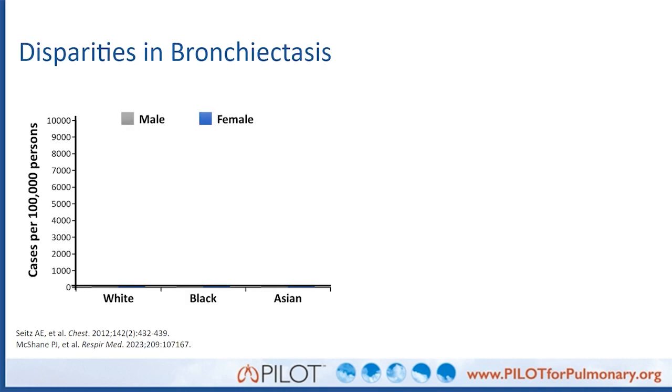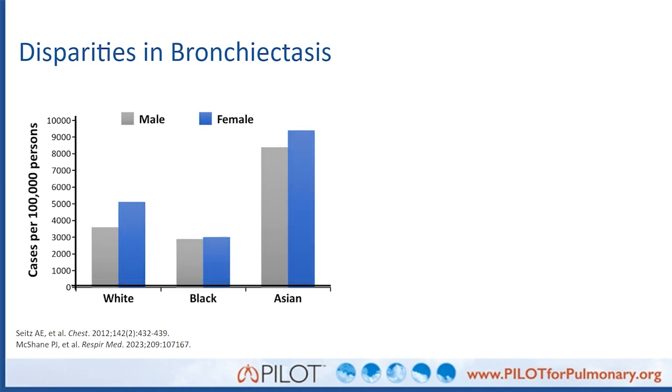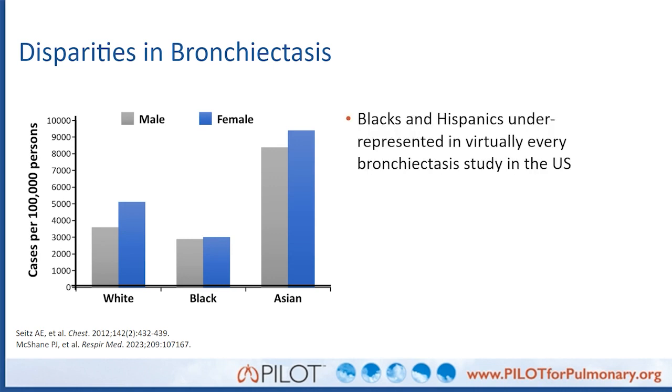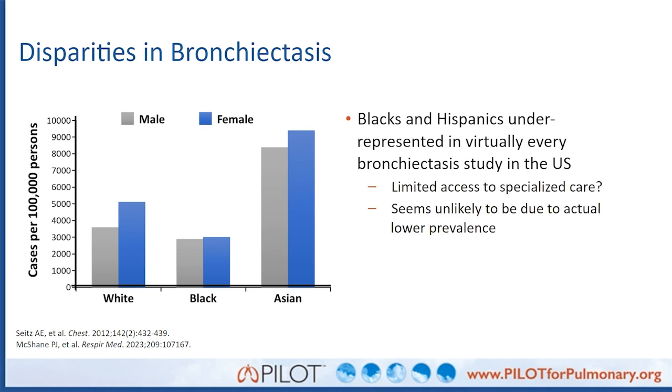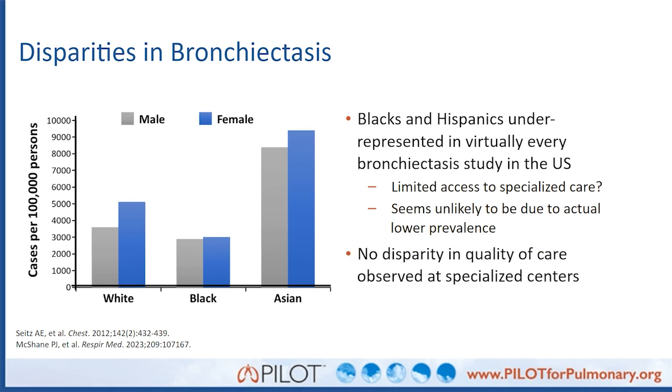We also know that there are disparities in bronchiectasis prevalence, which presumably represents a disparity in diagnosis as opposed to actual less frequent occurrence of bronchiectasis in underrepresented minorities. This is likely due to limited access to specialized care, as well as other factors that can contribute to decreased recognition. On the positive side, in a study of patients seen at specialized centers that were participating in the bronchiectasis research registry in the United States, we did not see a disparity in quality of care.